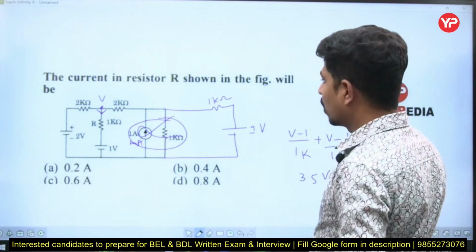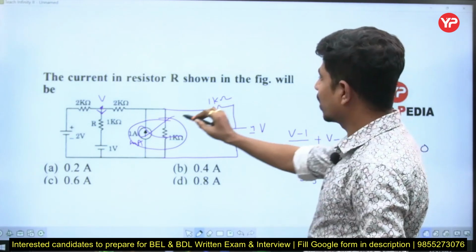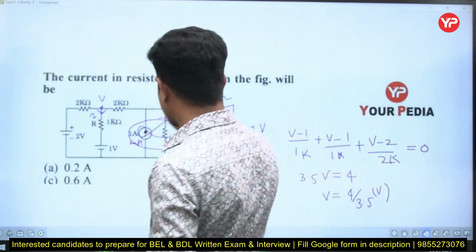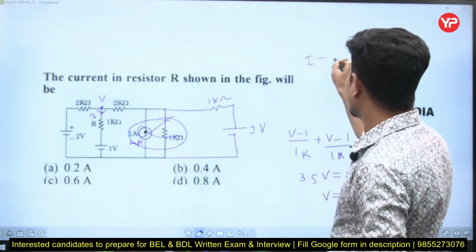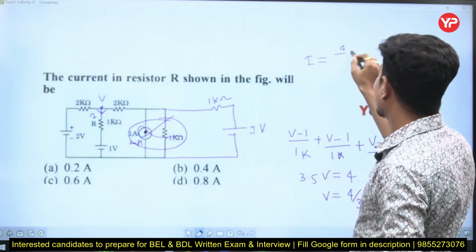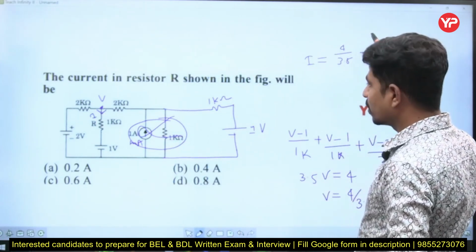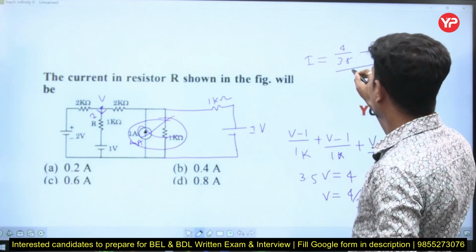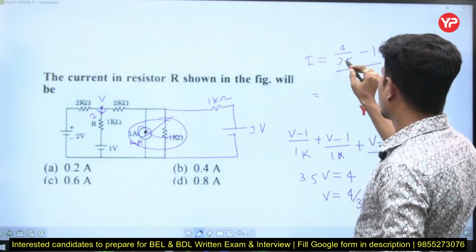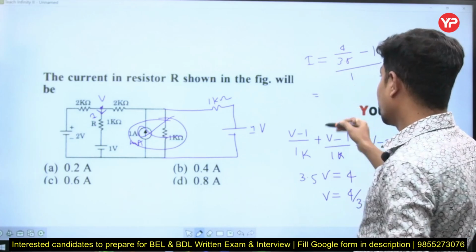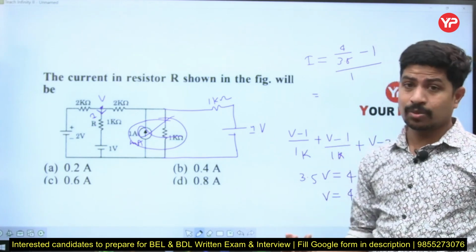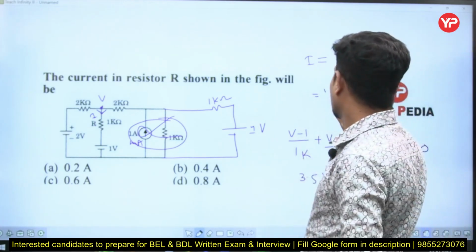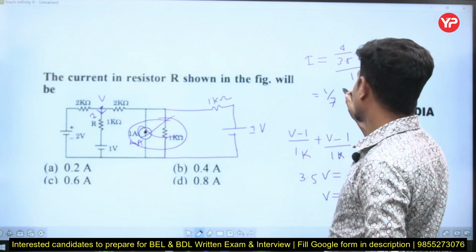4 by 3.5. Now that current, this current, let's take it as some I. Now he's asking that current only. I is equal to, we have voltage, how much? (4/3.5 minus 1) divided by 1K. How much it is? 4 minus 3.5, 0.5 by 3.5. So 1/2 by 7/2. So 1/7 will be the answer. So approximately in that range you will get.